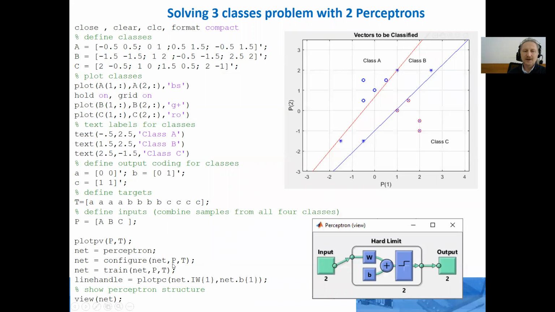So when you run this program, you will see our class A, class B, and class C data separated into 3 regions by using 2 lines, because we have used 2 neurons. One neuron will produce one decision boundary. The other neuron will produce the second decision boundary. We have 2 inputs, as you see, P1 and P2, and also we have 2 outputs. In that case, we can produce 0, 0, 0, 1, and 1, 1 as outputs.